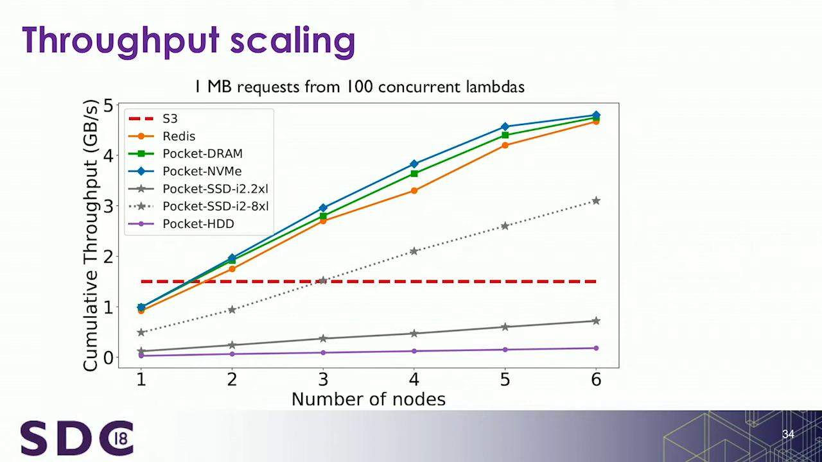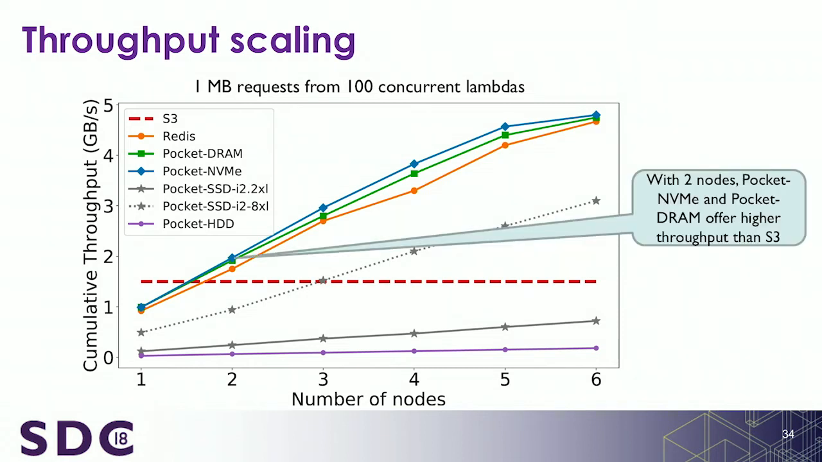And what we see here is that with two of these i3.2xlarge nodes that we're using for Pocket nodes, we have higher throughput than S3. So we're roughly getting 1 gigabyte per second per node. And that is the network bandwidth of the VM.